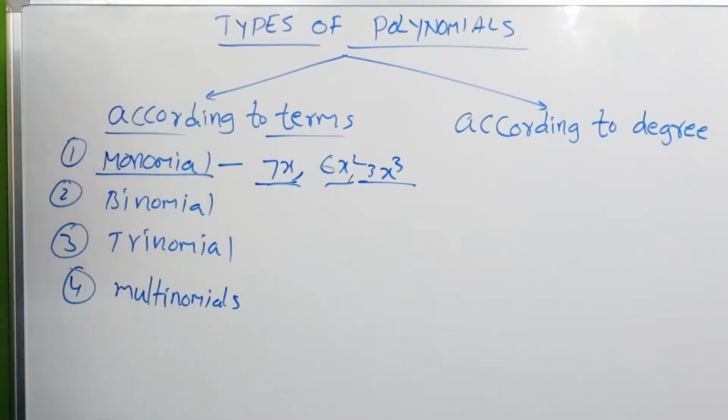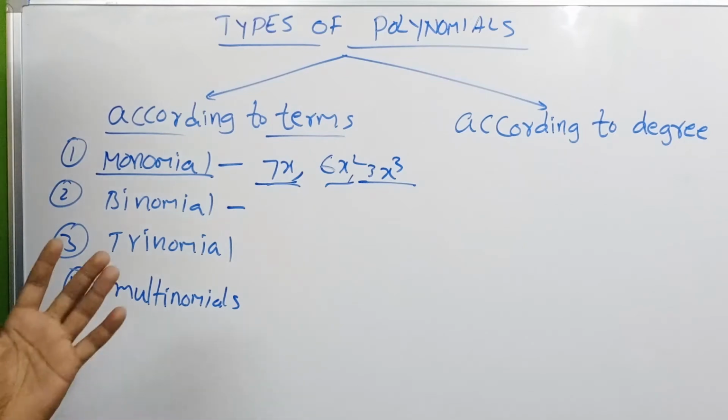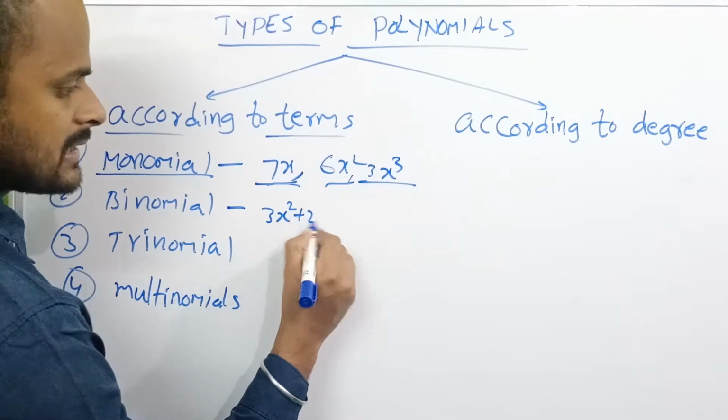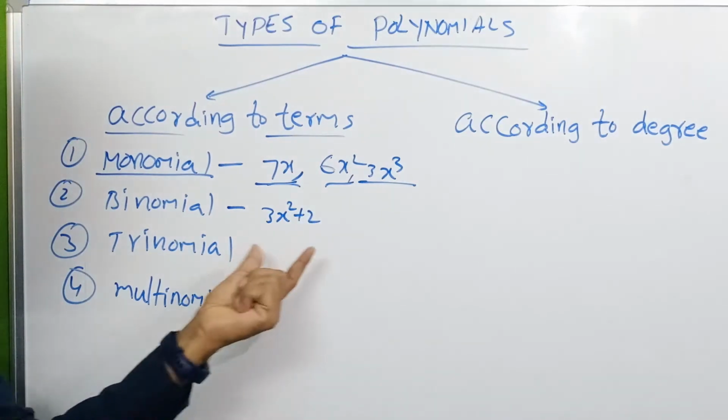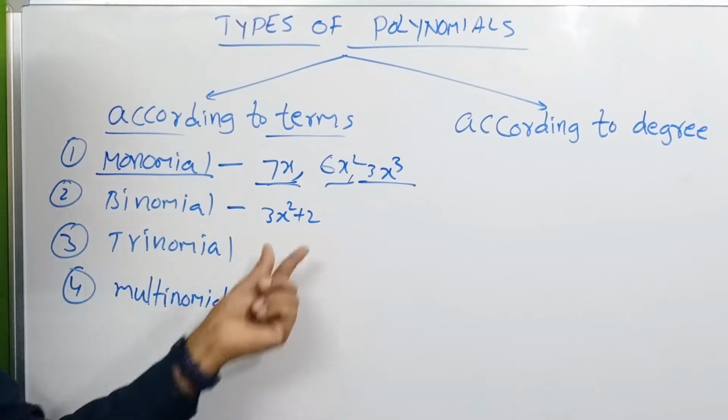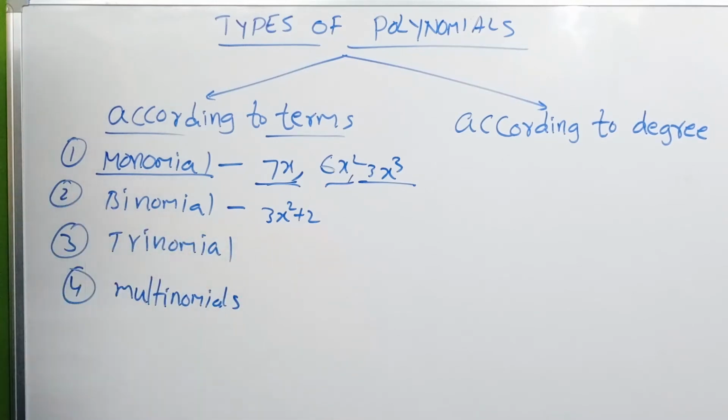Okay, binomial means 2 terms. A polynomial having 2 terms, that kind of polynomial is called binomial. For example, 3x square plus 2. This polynomial having how many terms? 3x square is one term, constant is another term. So these are 2 terms. So this is a binomial.